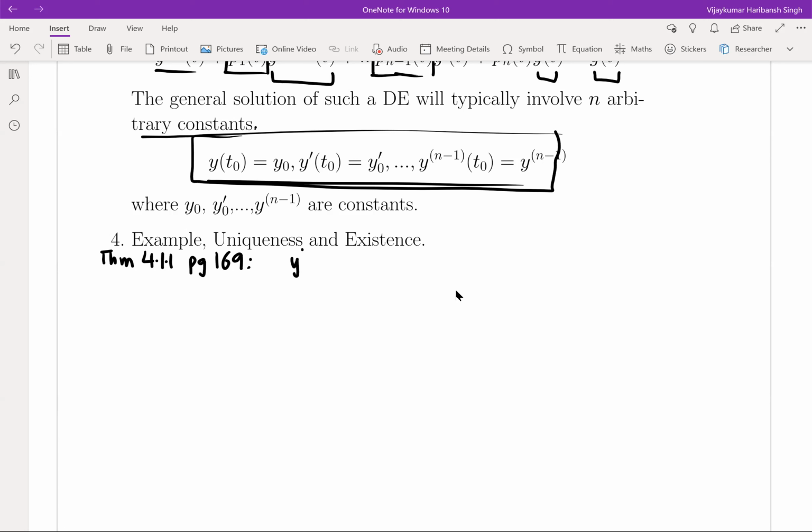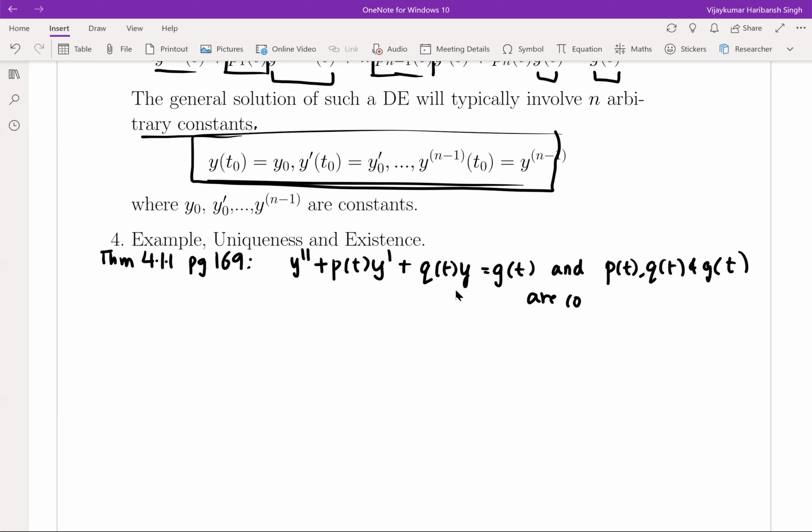Suppose you're given y double prime plus p of t y prime plus q of t y equals g of t, and you're given an interval I, and p of t, q of t, and g of t are continuous on I. What else is given to you? We are given t naught belonging to I.